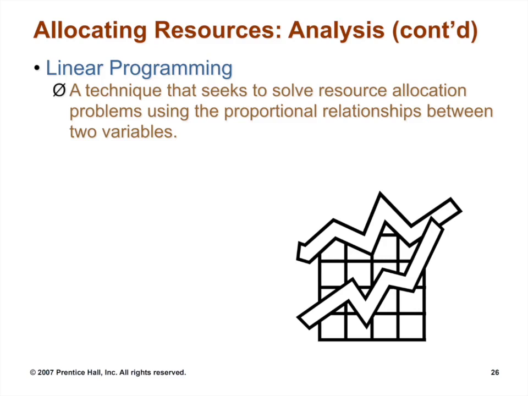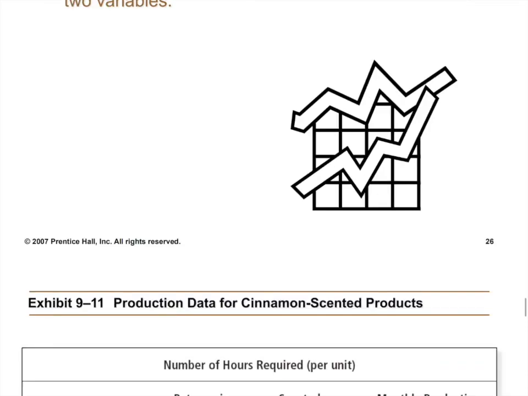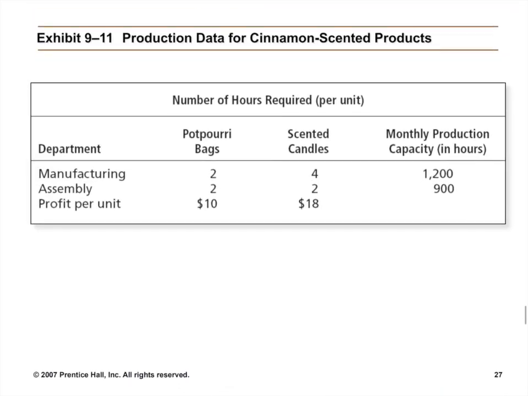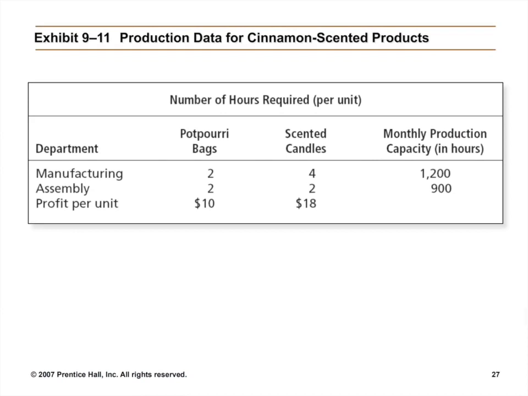Another analysis tool for allocating resources, a famous tool, is linear programming. What is linear programming? For optimization, linear programming is a technique that seeks to solve resource allocation problems using the proportional relationship between two variables. That is the definition, and I can show you an illustration using an example.